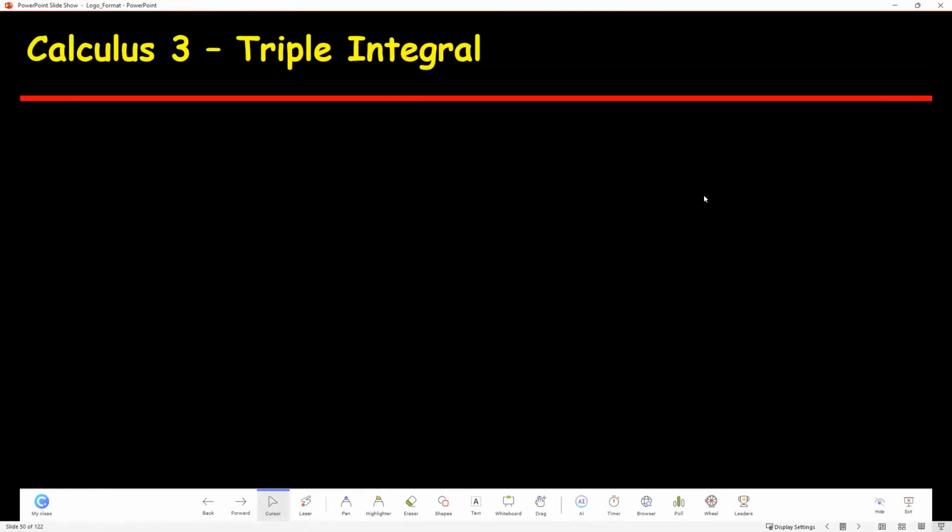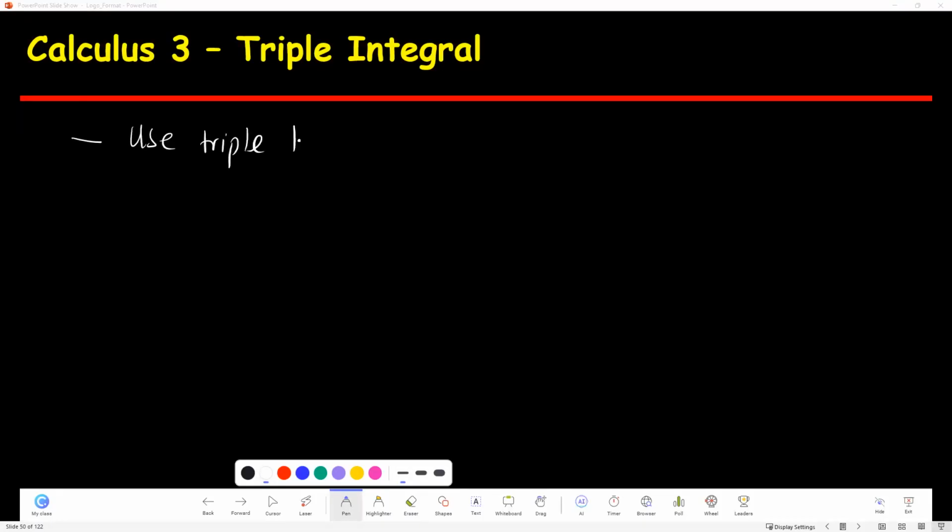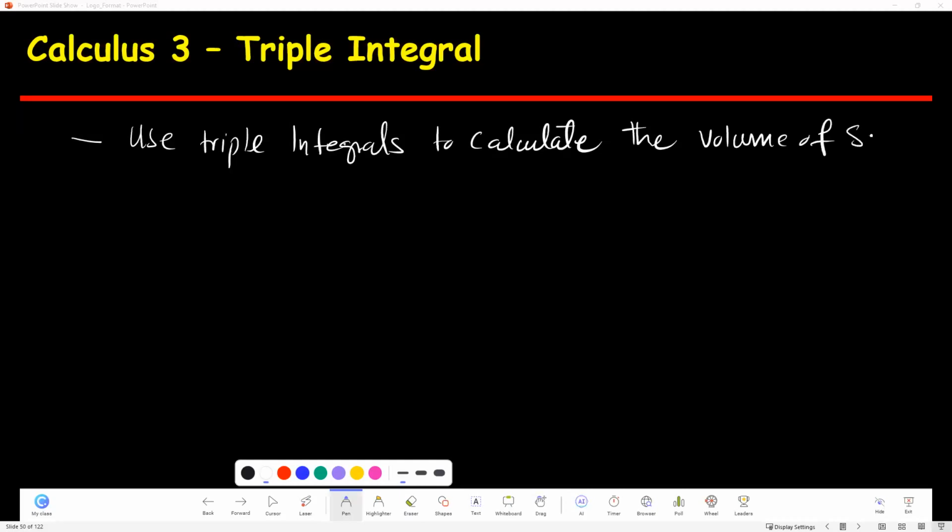So in this topic, we're going to be talking about triple integral. I have two things to discuss here. The first one is to use triple integral to calculate the volume of solids.